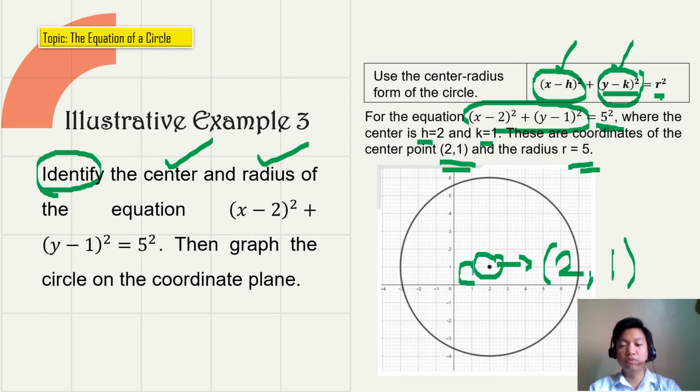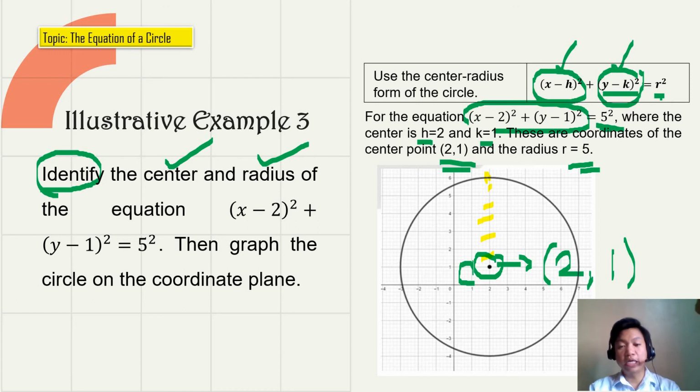And then, ang radius mo ay 5. So, bilang ka lang ng 5 units mula sa center. So, that's 1, 2, 3, 4, 5. Kaya nandito yung point natin. And then, gamit lang kayo ng compass. And then, makakapag-create na kayo ng perfect circle yan. So, this is the illustration of our circle using the given values natin.